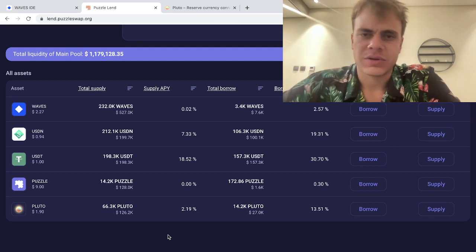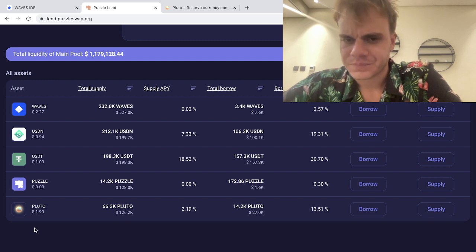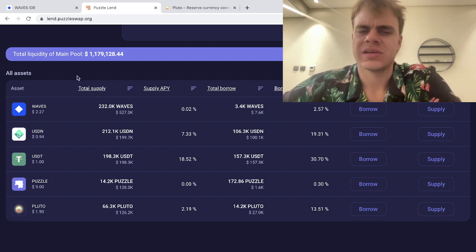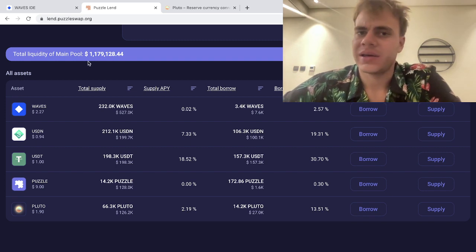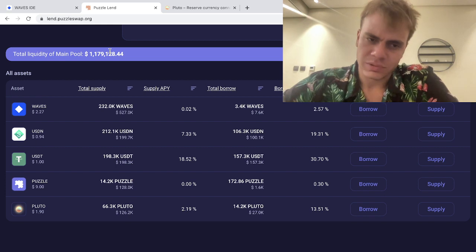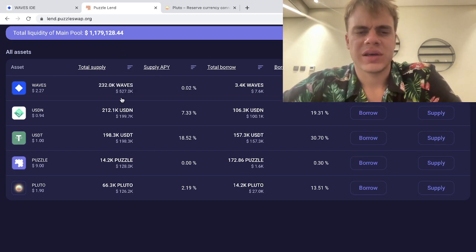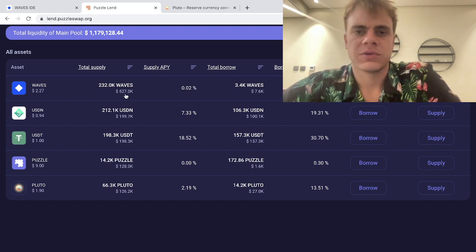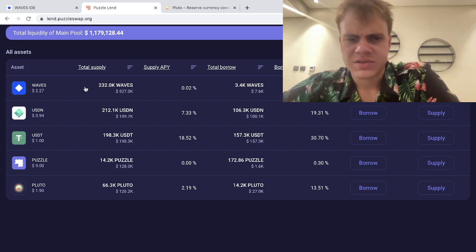Here we have five different tokens: Waves, USDN, USDT, Puzzle, and Pluto. In this table we can see the amount of supplied assets and borrowed assets. What is supply? This is the amount of tokens that were deposited to this pool. For example, we see that more than 500k USD of Waves was deposited to this pool, and a little bit less of other tokens.